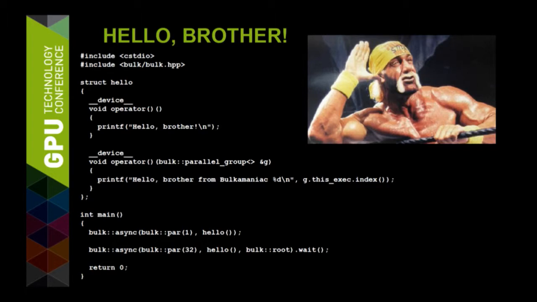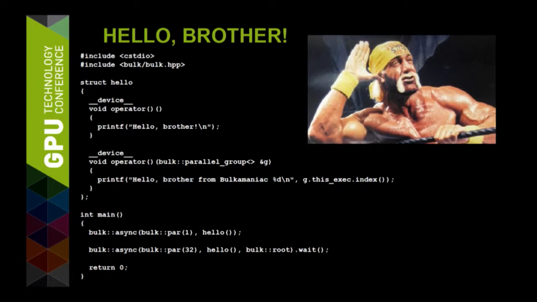Say we've got Hulk Hogan up there. There are lots of people in this room. Say we all wanted to say hello, brother, to him in parallel. How would we do that? How would we write that program? Let's look down the lines of code and see what that would look like. If you're a C++ or CUDA programmer, you can probably tell at a glance what this code does. But let's take a look inside main.